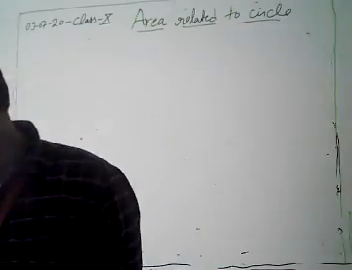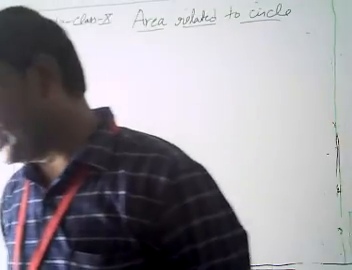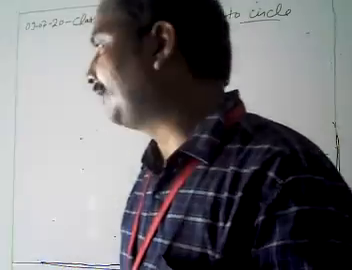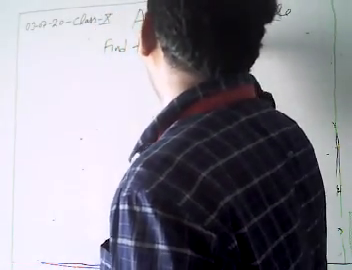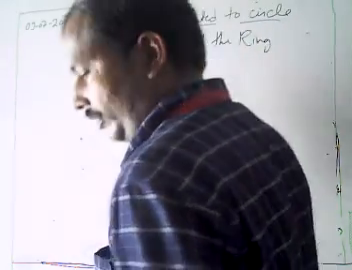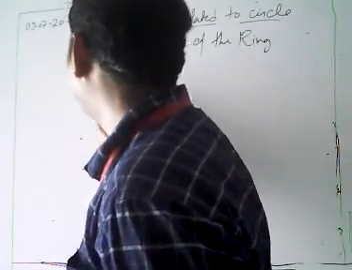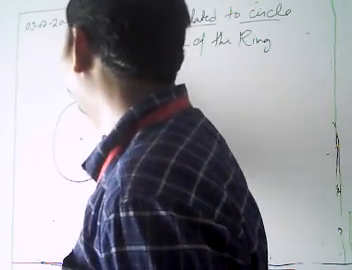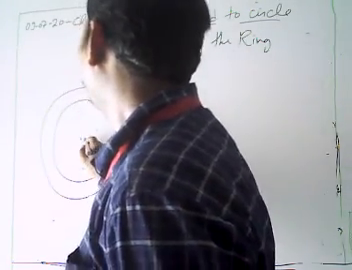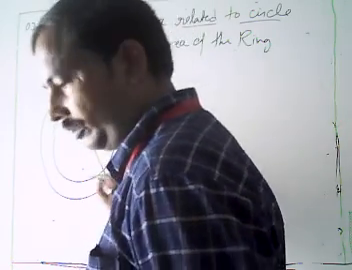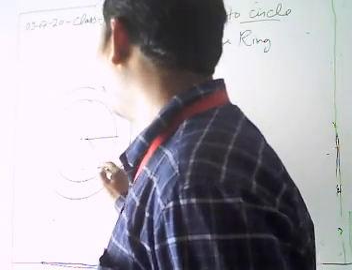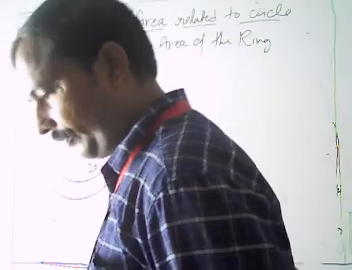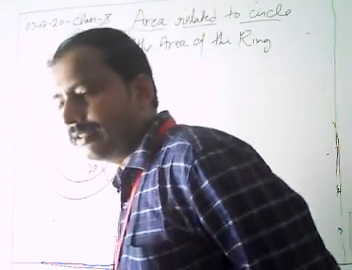Find the area of the ring whose outer and inner radii are respectively 20 and 15 centimeters. Now we have to find the area of the ring. Again we draw the same figure. This is our ring.